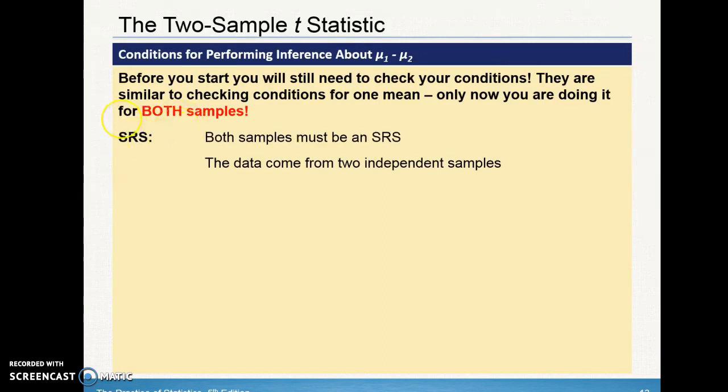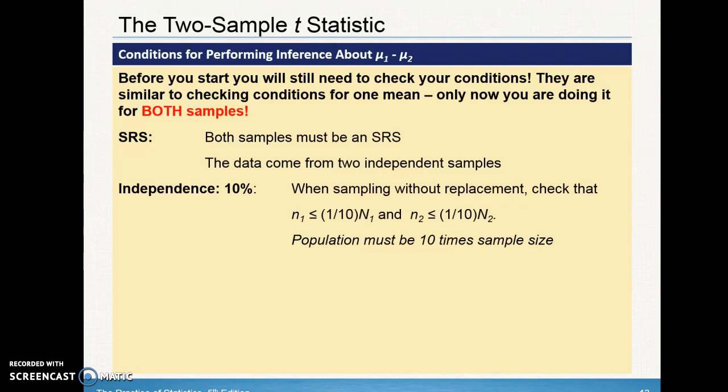So since we're talking about two independent samples and comparing two separate means, both of the samples must be a simple random sample, and the data has to come from two independent samples. So independence here is a little bit tricky because you kind of have two independence conditions now. One is that the two samples that you took are independent, and we're still going to have our population is 10 times the sample size, okay?